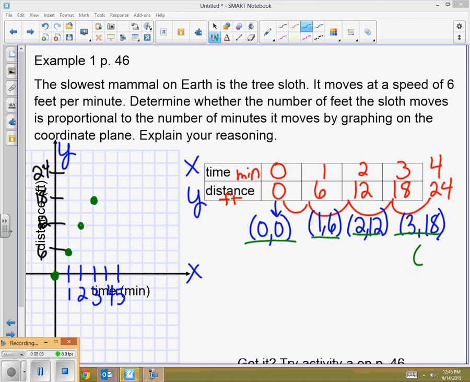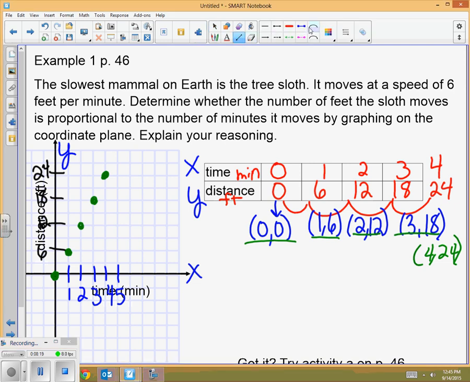And my last point, which I forgot to write as an ordered pair, I'll show you over here. 4, 24. Go to the number 4 on the x-axis and go up to number 24. Then you have your points plotted. Now I'm going to use a line here to show you how the graph would look if you connect the lines. If you have a ruler, it's a great idea to use a ruler when you do this. Every point needs to touch the line, and there you have your graph.